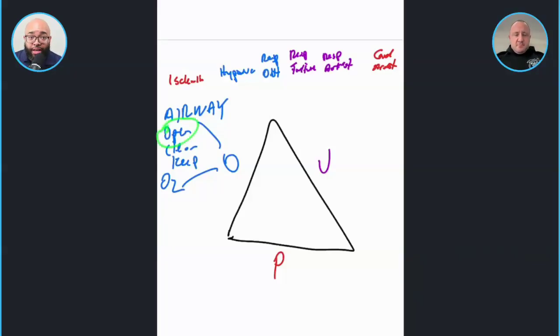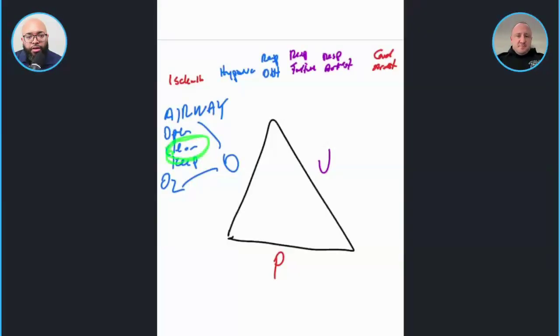When do we do what? Head tilt, chin lift, medical, unresponsive. When do I do a jaw thrust? Trauma. How do I clear it? Well, I primarily clear it with suctioning. No more than 10 seconds for a kid, no more than 15 seconds for an adult. How do I keep it open once I have it open? With an airway adjunct, OPA or an NPA, unless it's contraindicated.